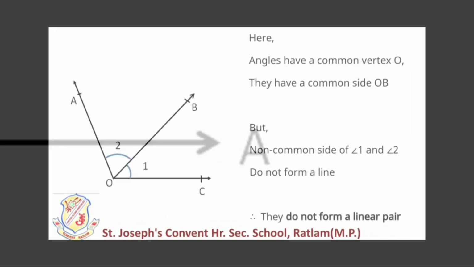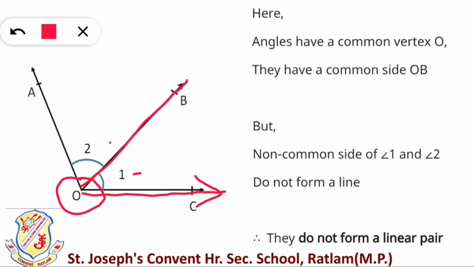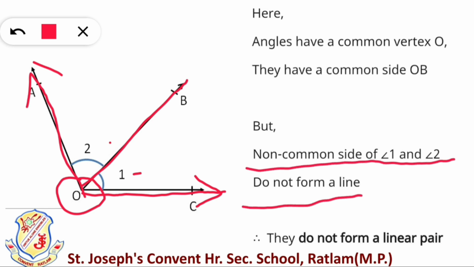Now in this figure, you can see this angle 1 and angle 2. Both have a common vertex, that is O, and they are sharing a common side, this OB. But the most important thing of linear pair angles is their non-common side. This is the non-common side for angle 1, and this is the non-common side for angle 2. They are not forming a straight line, meaning they are not forming a 180-degree angle. So the non-common sides of 1 and 2 do not form a straight line, so they are not linear pair angles.